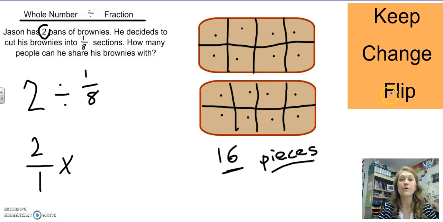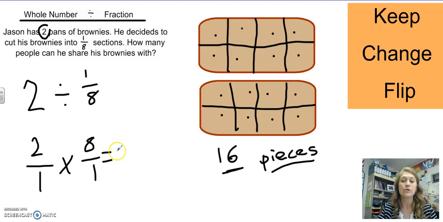The last thing we're going to do is we're going to flip. We're going to flip that last fraction around to show its reciprocal, or its opposite. So instead of saying 1/8, we're going to say 8/1. So we keep the first fraction the same, we change the operation symbol, and then we flip the last fraction around to its reciprocal. And now we solve it like we would any other multiplication problem with fractions.